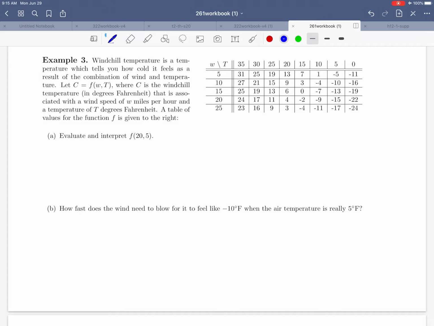Hello everybody and welcome to example 3. We're still looking at page 5 of the workbook here. And this is another example of a function that has two input variables and one output variable. Let's read this question together.